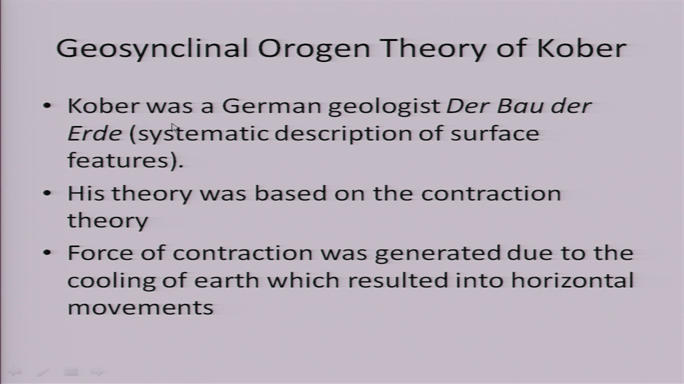First, you should know some of the basic things: Kober was a German geologist and he wrote a book Der Bau der Erde, in which he gave a systematic description of the earth's features. His theory, as I mentioned already, was based on the contraction concept, related to the cooling of the earth, due to which contraction of the earth occurred, and then a stress kind of force was generated, and this force was horizontal and it led to the formation of mountains. You will understand this better when I explain it with the help of the figure.